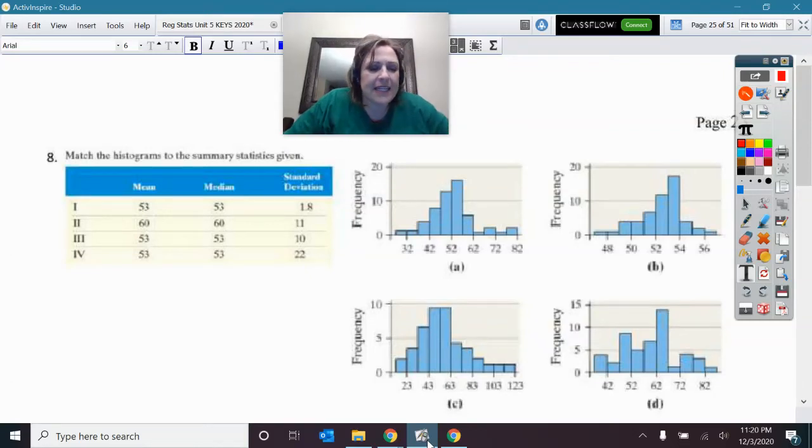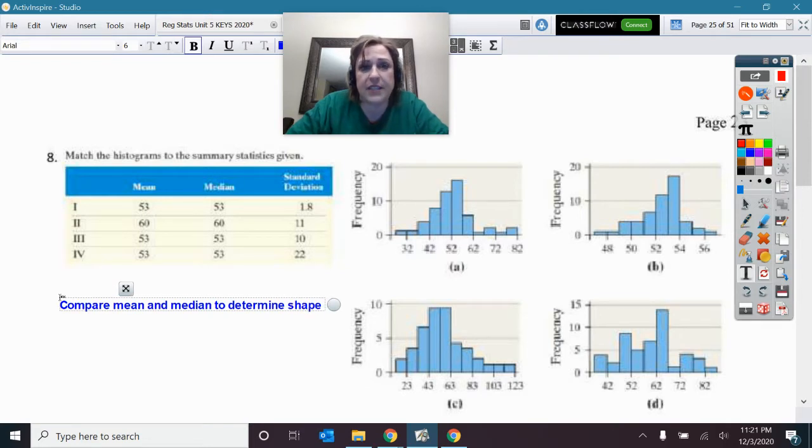All right, we're going to take a look at this relationship between data and the histogram. This is something that we're going to be building on, and we're going to really get into this next week. But I want to start planting the seeds on these ideas right now. The first thing that we want to do whenever we take a look at a set of data is compare that mean and median to determine the shape of the data.